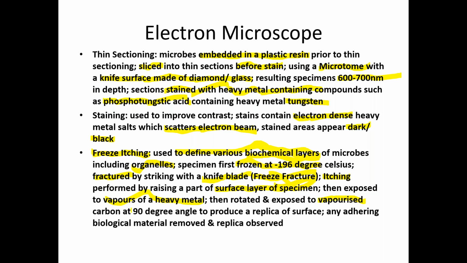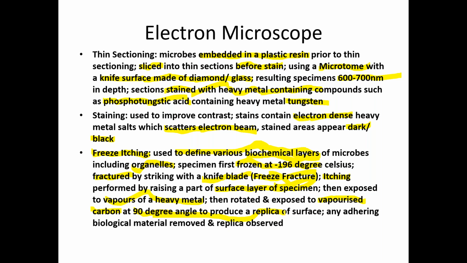After going for vapors of heavy metal, again we are exposing the specimen to vapors of carbon, or vaporized carbon, at a 90-degree angle to produce a replica of the surface. So the purpose of freeze etching is to produce a replica of the specimen. We are producing a replica using freezing, then fracturing, then etching, then staining by means of heavy metal vapors, then exposing to vaporized carbon at a 90-degree angle.